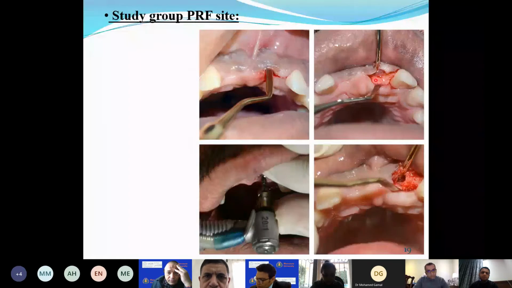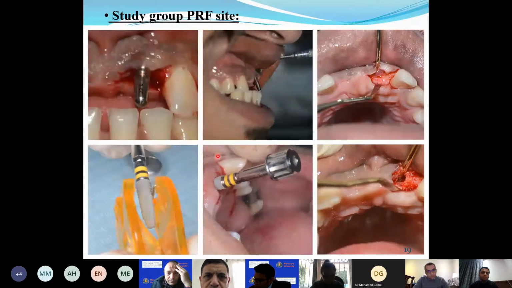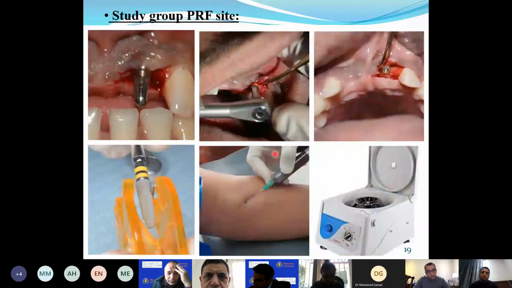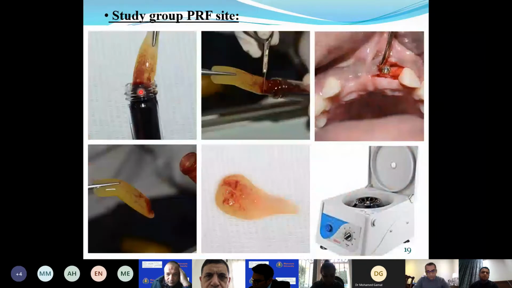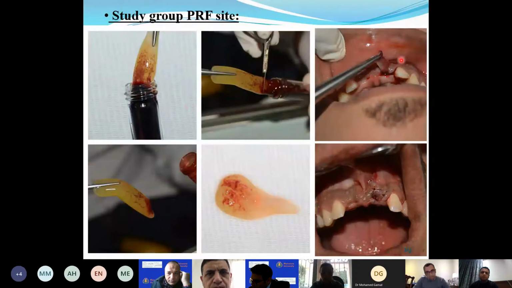Study group: PRF site. This is after reflection of the flap, drilling of the osteotomy site, parallelism checking using a parallel pin, implant placement, blood sample collection, centrifugation, PRF gathering from the patient, application of PRF in front of the dental implant, and after suturing.